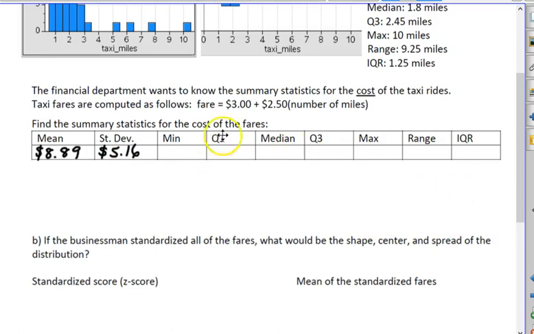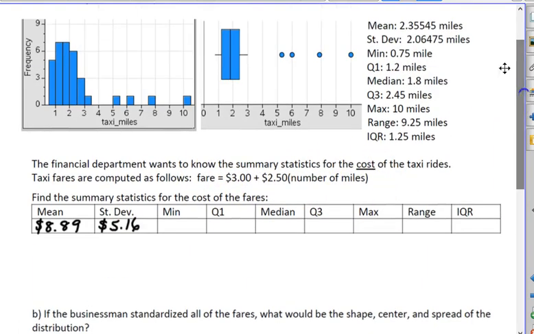You just applied the formula for fare to the mean and standard deviation that were up here. So to get the mean, $8.89, I substituted 2.35545 miles into this fare formula, so 2.50 times that number plus the $3, and then rounding it to the nearest cent was $8.89. But that is not what you do for the standard deviation.